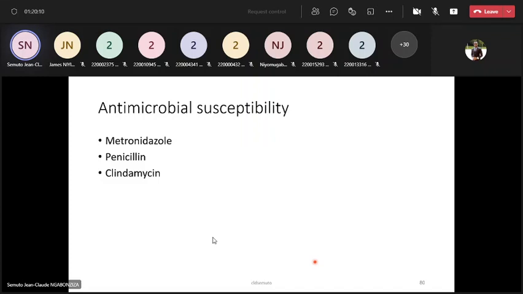Any question so far with all the gram-positive cocci? So we have seen Staphylococcus, we have seen Streptococcus, we have seen Enterococcus. And finally, we have also seen the anaerobic Streptococci. These are the most important gram-positive cocci causing disease in humans.